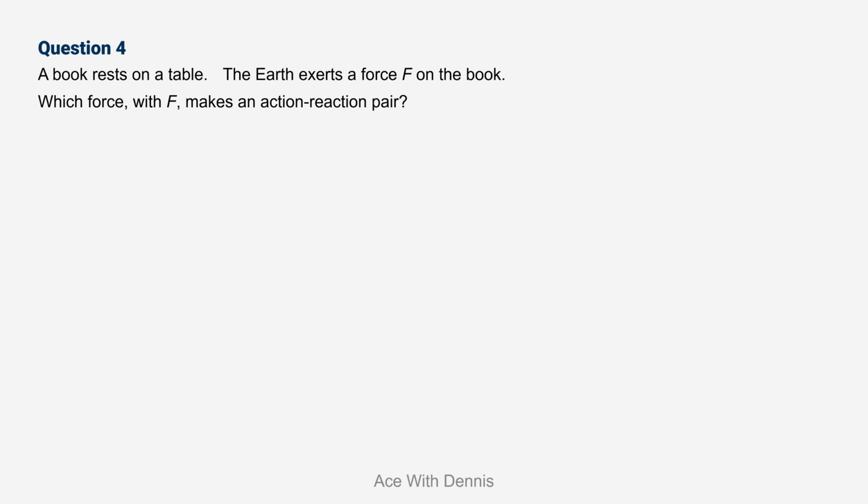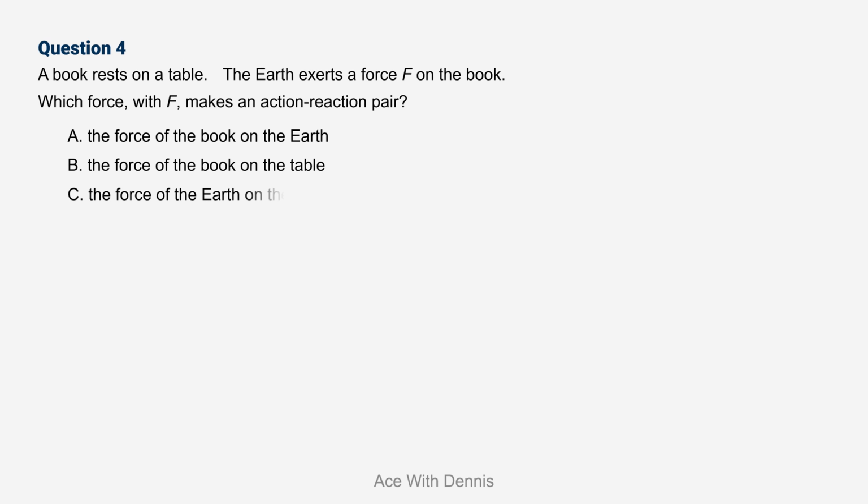Next, let's move to question 4. A book rests on a table. The earth exerts a force F on the book. Which force with F makes an action-reaction pair? A. The force of the book on the earth. B. The force of the book on the table. C. The force of the earth on the table. Or D. The force of the table on the book.